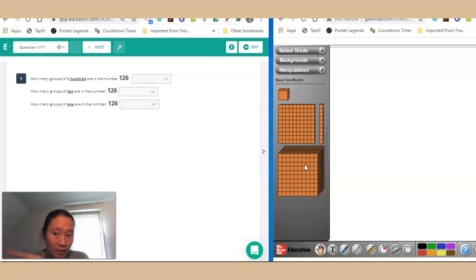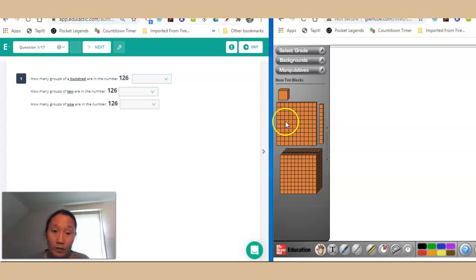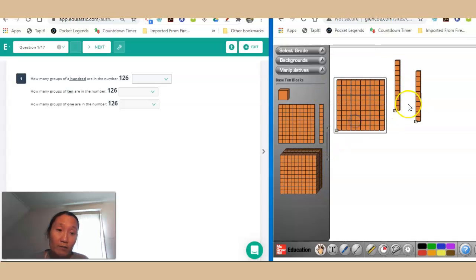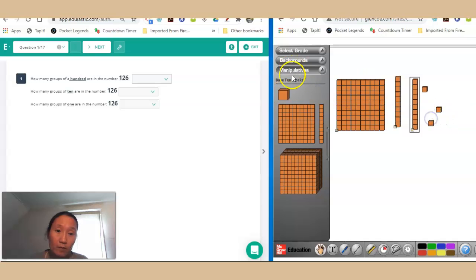So, we're just going to build it straight out. 100, so I grab some flats. 100, and then I need two groups of 10. I'm going to pull this down just a little bit so you can see them. And then I need 6 ones. Alright, so now I have that many.